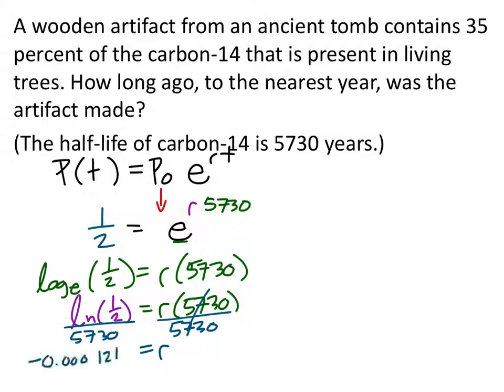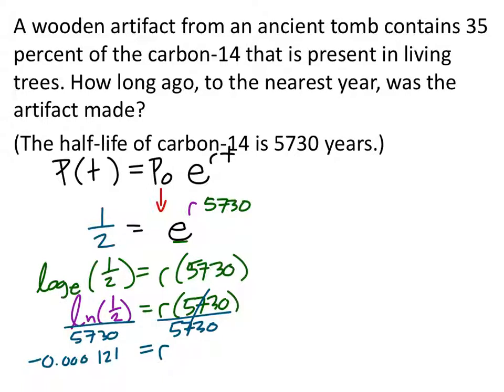My rate, and I've rounded that, is negative 0.000121. That is my rate. That is the rate of decay for carbon-14. Now that we figured out the rate, we can figure out, well, I take that back. We don't need to figure out the future value because the future value is the 35%.